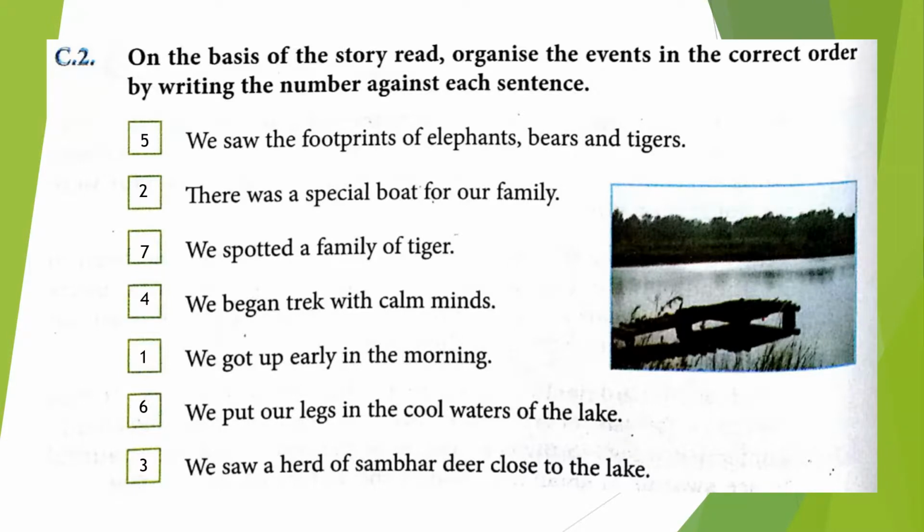First sentence is, we got up early in the morning. Next, there was a special boat for our family. Third one, we saw a herd of sambar deer close to the lake. Fourth one, we began trek with calm minds. Fifth one, we saw the footprints of elephants, bears, and tigers. Sixth one, we put our legs in the cool waters of the lake. Seventh one, we spotted a family of tigers. This is the correct order.